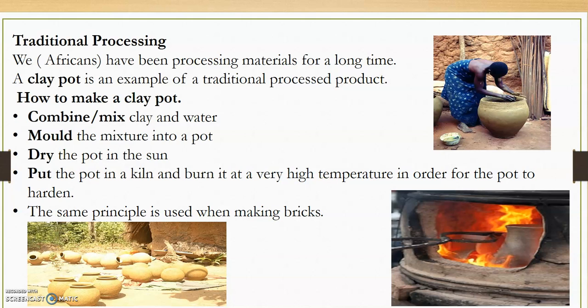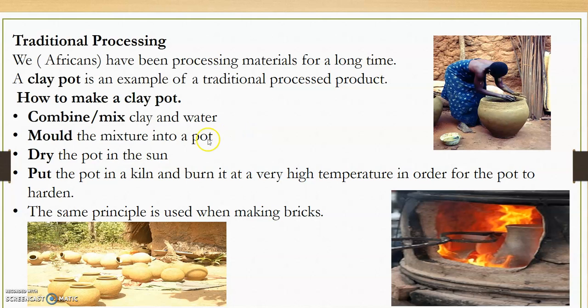How is this done? Okay, we are going to look at how a pot is produced, and we're going to do this step by step. First of all, you need clay and water. Then you need to combine clay with the water, then mold the mixture into a pot. So you mix the two raw materials, which is your clay and your water. Mix the two, then mold the mixture into a pot, which is what this woman is doing here.